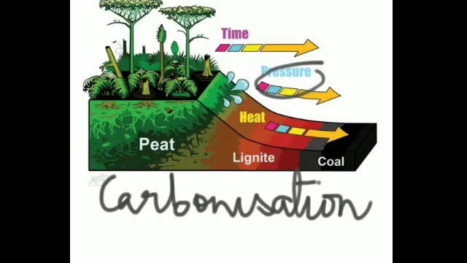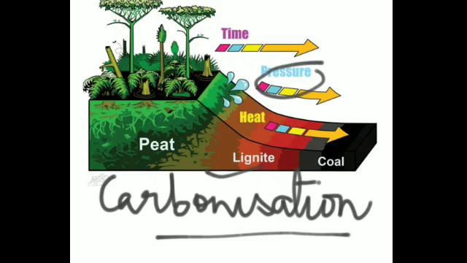So the slow chemical process of conversion of remains of dead plants into coal under high pressure and temperature is called carbonization. Carbonization is a very slow process and it takes millions of years.